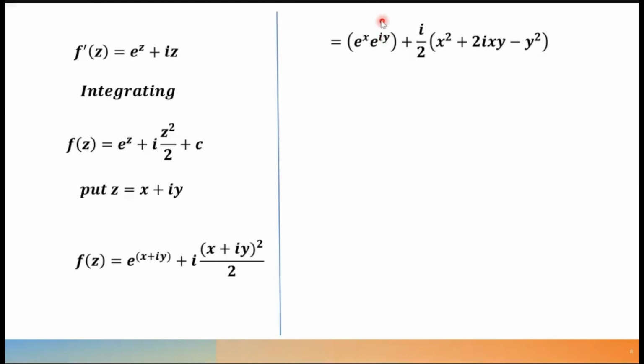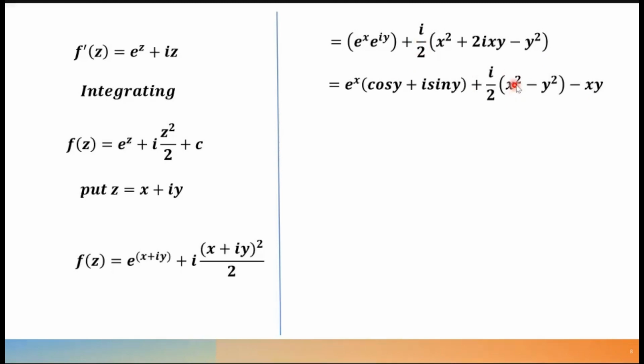But to get the real and imaginary part for the first term, e raised to x is a real number. E raised to iy is a complex number. So we can write e raised to iy as cos y plus i sin y, because e raised to i theta is cos theta plus i sin theta. We will write e raised to iy as cos y plus i sin y plus i by 2 into x square minus y square. I've taken the real part first and then the imaginary part. So this i by 2 is multiplied to both.